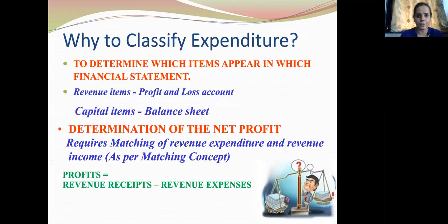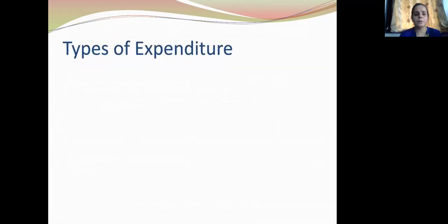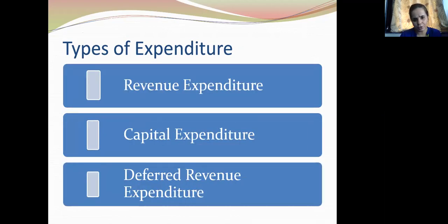Let us now, student, turn our talks towards what revenue expenses are and how you will recognize them, and I will give you examples also. Then we will turn our talks towards capital expenditure. There are three types of expenditure. First one is revenue expenditure, second one is capital expenditure, and third one is deferred revenue expenses.